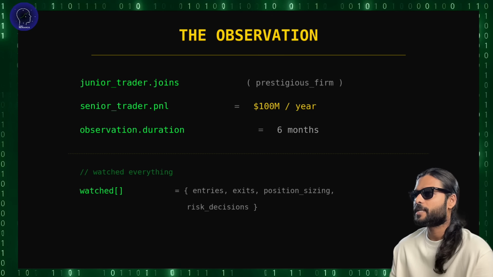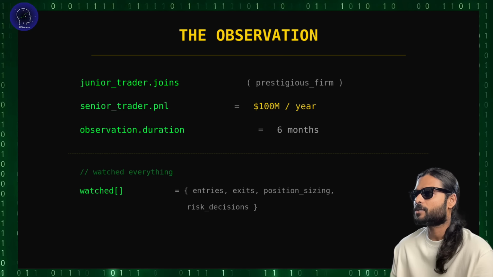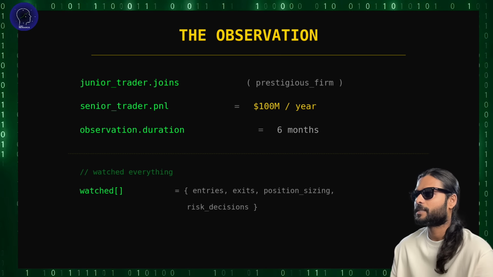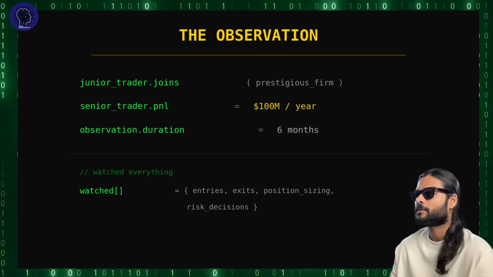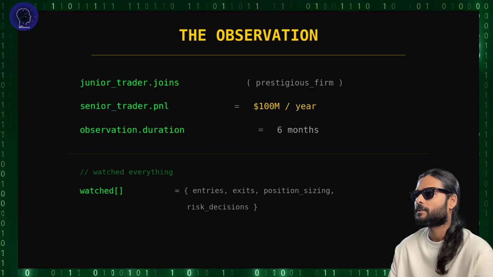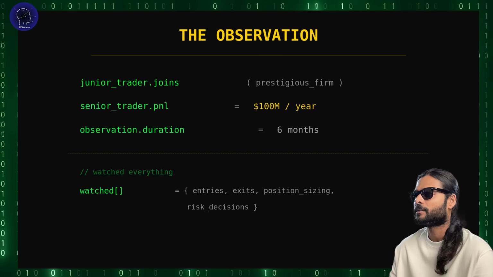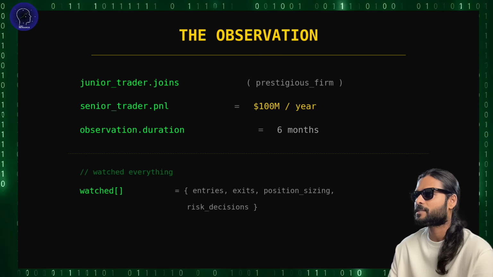A junior trader joins a prestigious firm. He's assigned to shadow the top performer, a trader with $100 million annual P&L, years of consistent returns. For 6 months, the junior watches everything, every entry, every exit, every position size adjustment, every risk decision.